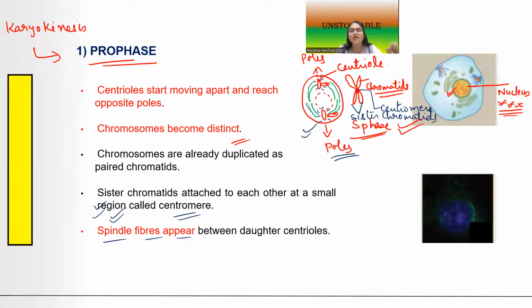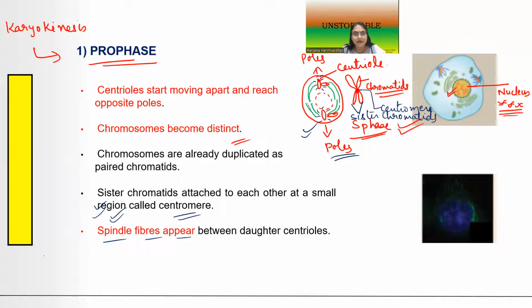Where are they heading towards? From the poles, some thread-like structures arising from where? Arising from the aster rays or the microtubules which are present around the centrioles. From both the corners of the cell, because one centriole is at one end and the other centriole is at the other end, from both ends you see the threads start to come towards the center of the cell. They are actually migrating towards the chromosomes.